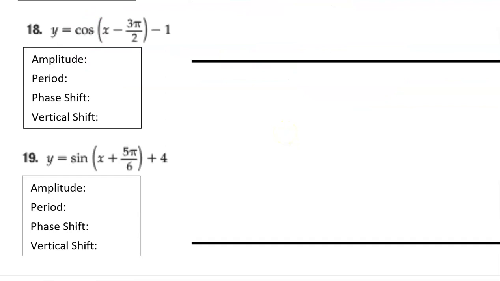For problem number 18, the amplitude, which is the A value, is going to be 1. Because there's no number here, that's an invisible 1. Amplitude is always positive. Even if this had been negative, I would have put +1 for amplitude. What about the period? Well, the period is going to be 2 pi divided by the b value. The b value is the coefficient of the x here. But there is no b value, or you could say the b value is 1. Either way, that just leaves the period at 2 pi, just like the parent function.